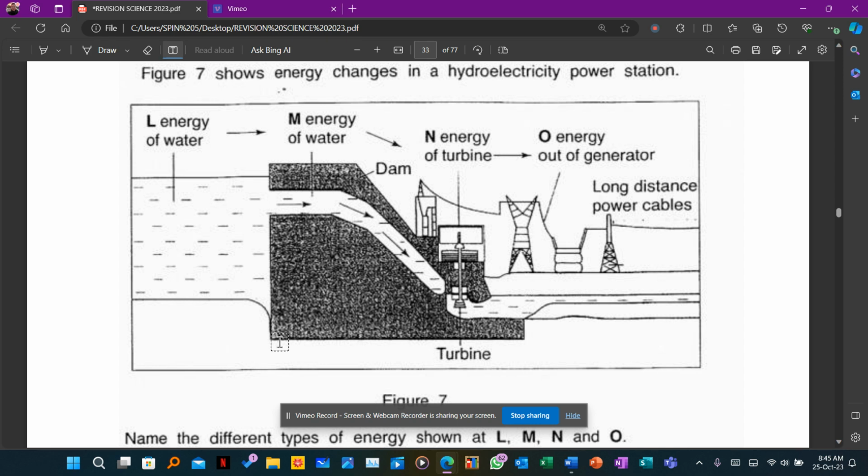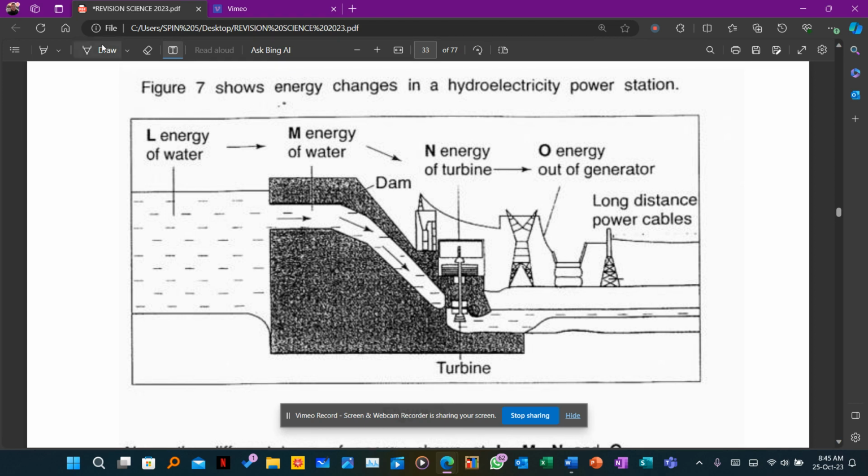So in here, you can see that the water is moving from the top and then it will go down to the turbine. And when it goes to the turbine, it will cause the generator to produce electricity. So the diagram will always be the same. It will always start with the energy on top, which is gravitational potential energy, which means that the energy is the highest here.